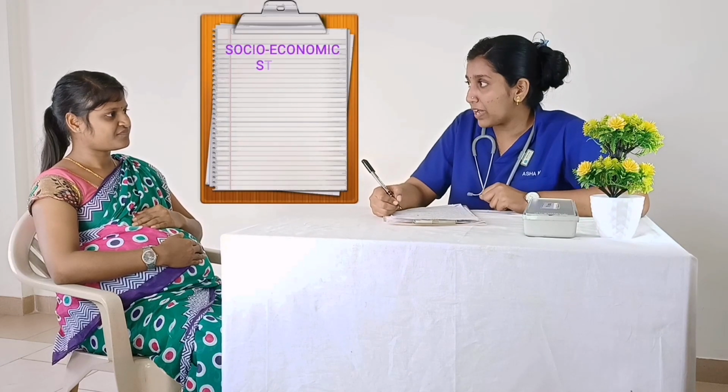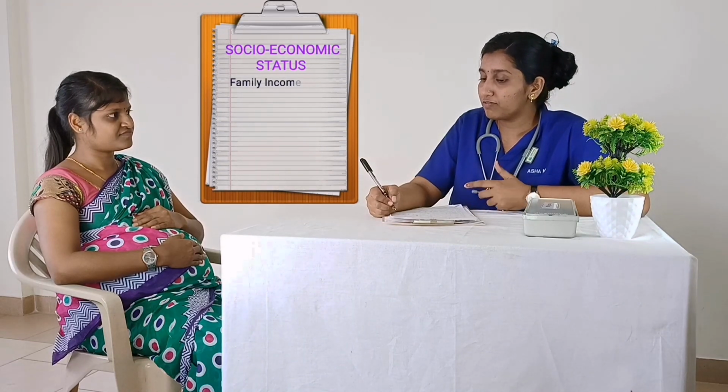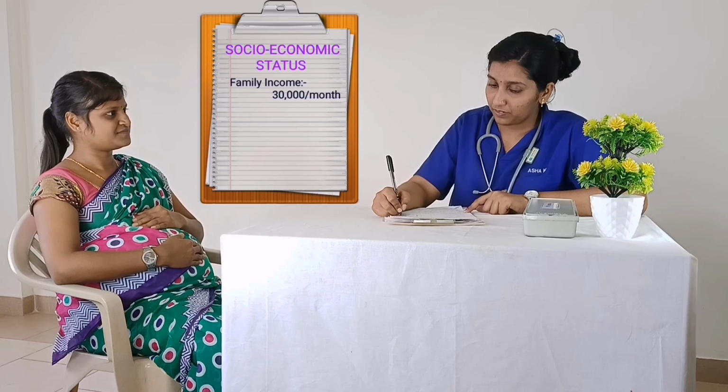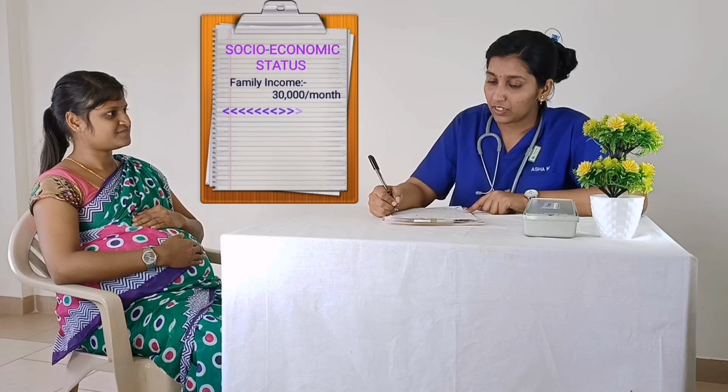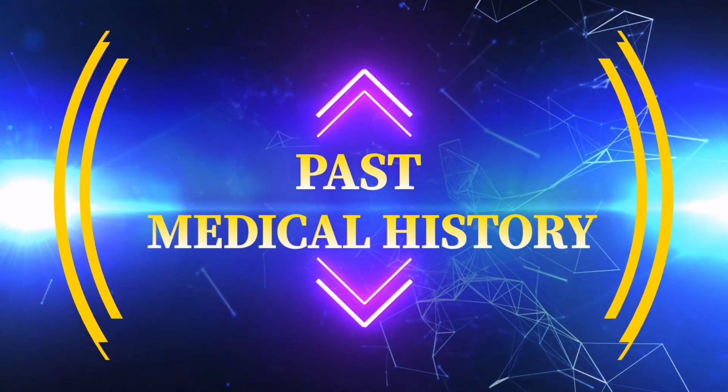So if you don't mind, may I know your socio-economic background? Yes, ma'am. What is your family income? It's 30,000 per month. It is important to know your medical history, so can you cooperate? Have you been hospitalized earlier? No, ma'am.